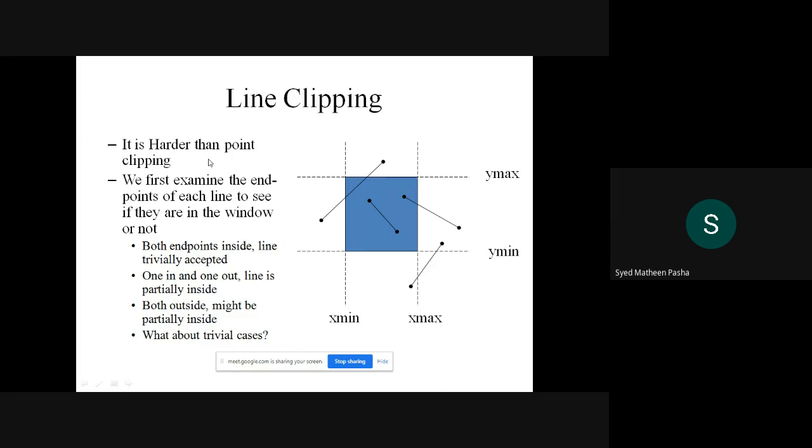Line clipping is harder than point clipping because, as I told you, point clipping is very easy. You are just drawing some points there. With line clipping, it is much harder because you need to clip lines which are already drawn. You won't get perfect points there. So this is one of the disadvantages of line clipping. It is very hard to perform clipping on lines. So if it is harder, can't we perform line clipping?